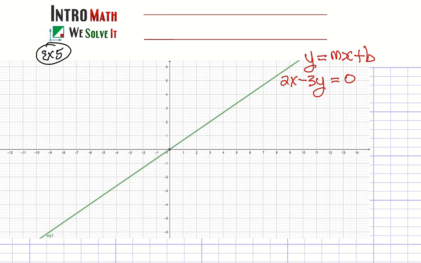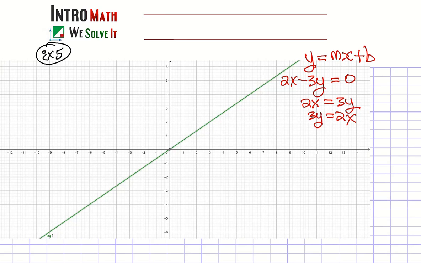We'll have to put it in slope-intercept form. So we'll start by moving things around. We'll say 2x is equal to 3y. Okay, let's shuffle. Let's bring 3y to the left. We're not going to change anything. 3y is equal to 2x. Okay, you see that?